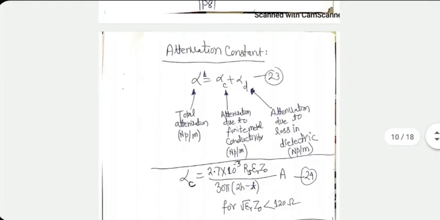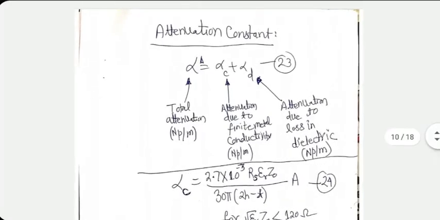Attenuation constant, this formula alpha equal to alpha C plus alpha D is based on realities. Alpha C is the attenuation due to conductor loss because of finite conductivity in the metal of the strip. Alpha D is the loss due to the fact that dielectric is lossy. And alpha is the total alpha. These are all in Nepers per meter.